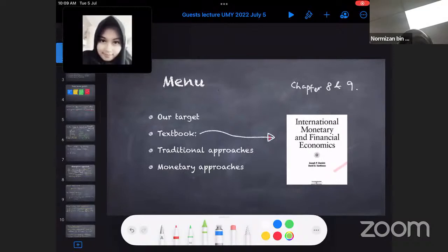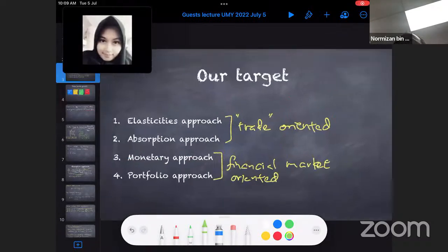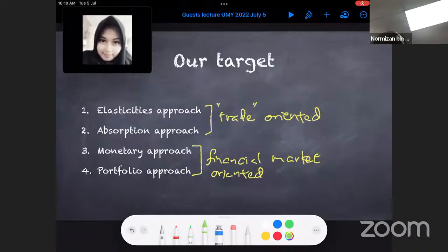Okay, this is our target: to look briefly at the approaches we have in international finance to see the effects of exchange rate and balance of payment. We call them the Elasticity Approach, Absorption Approach, Monetary Approach, and Portfolio Approach. Usually my lecture is given in two languages, English and Malay. Today I would like to give my lecture in English and Malay too. Can you hear me, Dr. Dia?